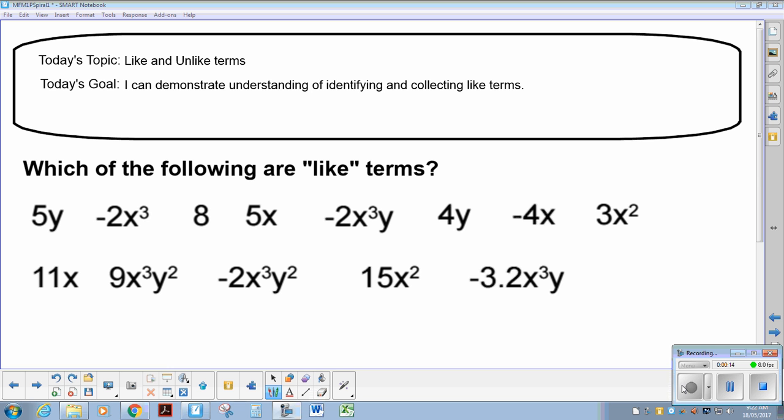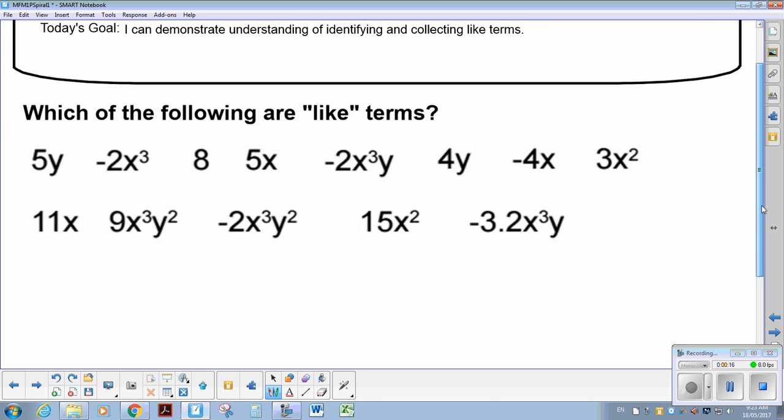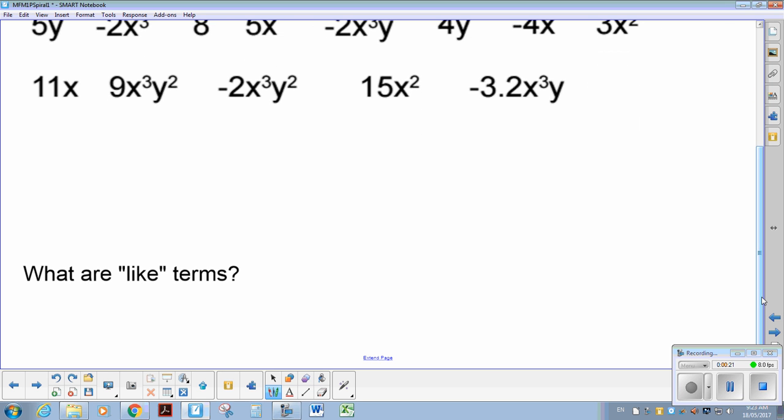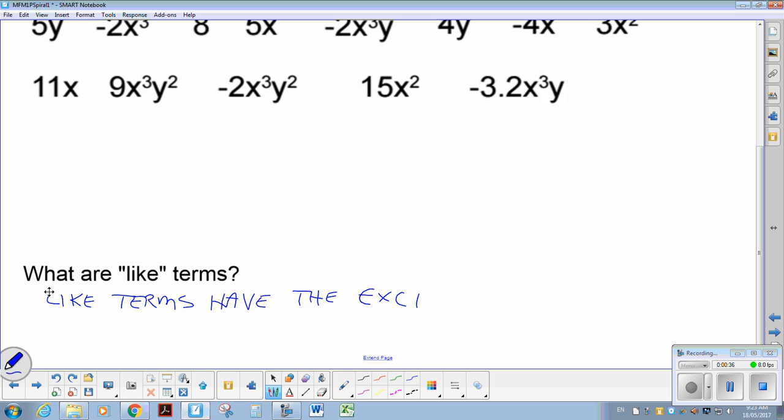Now, if we were in a regular class, we would, as a class, take some guesses here and talk about what makes a like term. But because this is a video, we're going to do this in the reverse order. What are like terms? Like terms have the exact, that's the important part here, the exact same variables. I'm going to underline exact.